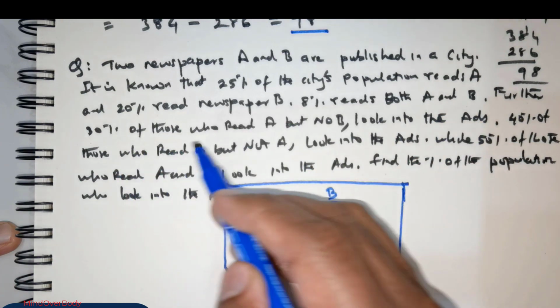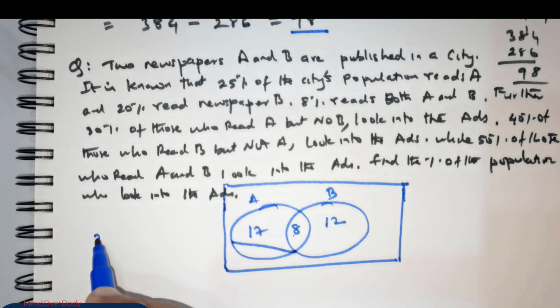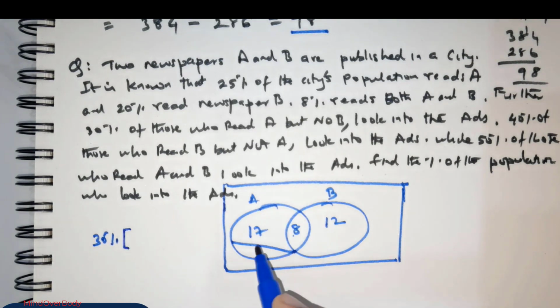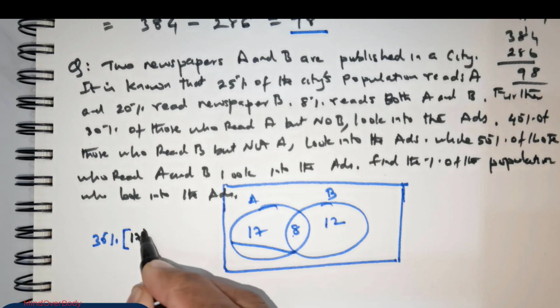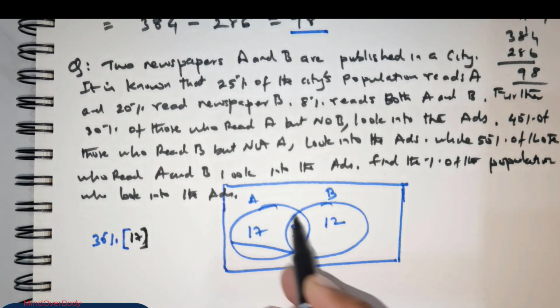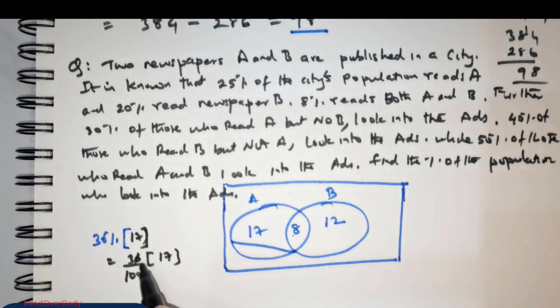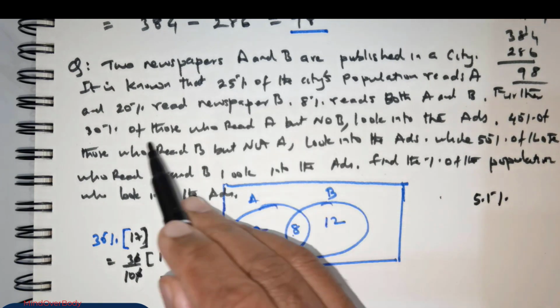Next comes further 30% of the people who read A but not B. So we are talking about this region, 30% of this. 30% of A but not B look into the ads, so we need to get that. This should be 30% of 17, the people who read A but not B. So this is 30 divided by 100 of 17. I cancel this and this: 3 times 17, 7 3s are 21, 51 divided by 10 is equal to 5.1%. So let me place that one, 5.1%, and that's done.